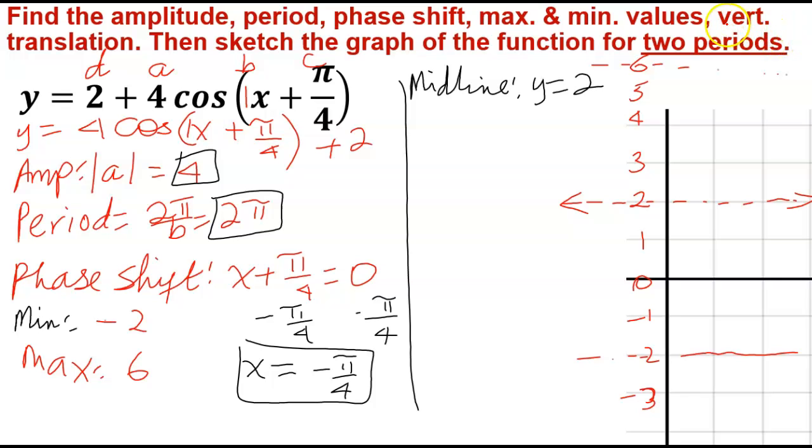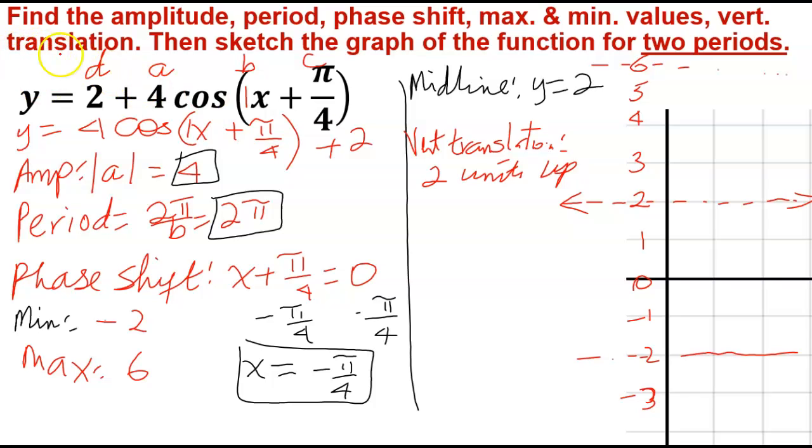The vertical translation is going to be the same thing as the midline. The vertical translation is going to be 2 units up. So vertical translation is midline also: 2 units up. It's just the way you describe it that matters. Midline you write as an equation. The translation you describe with the direction.